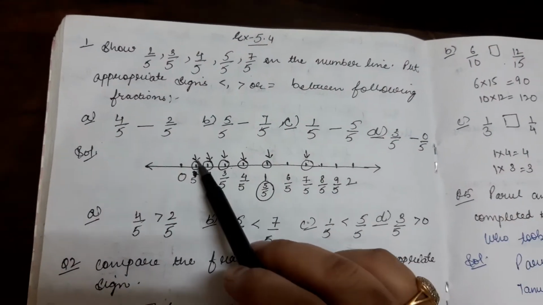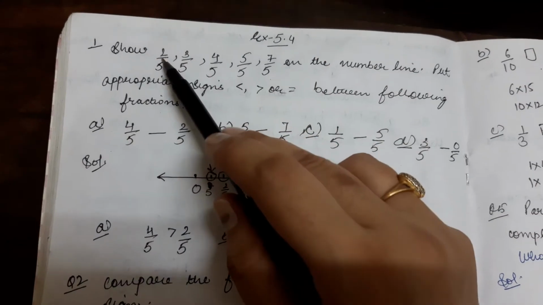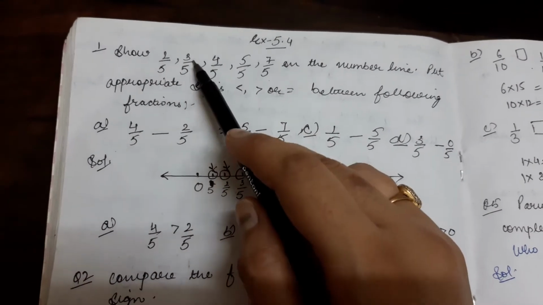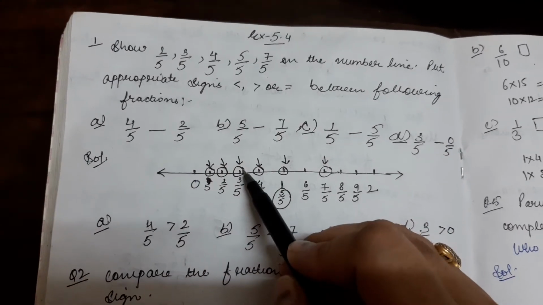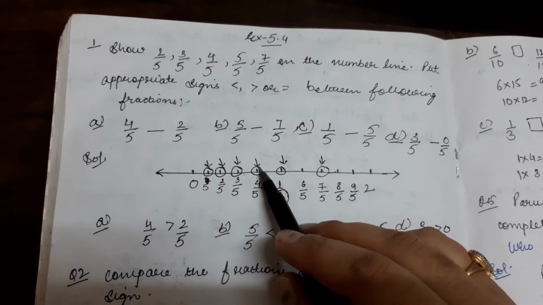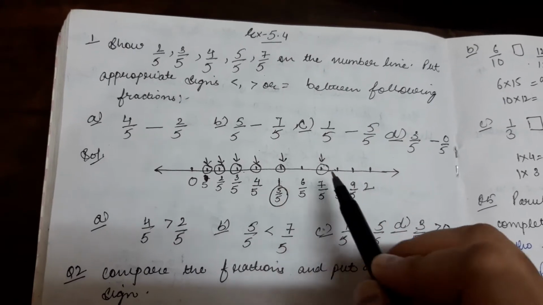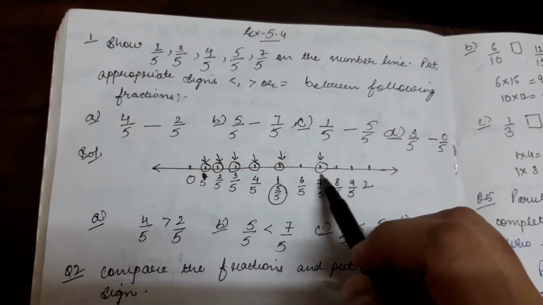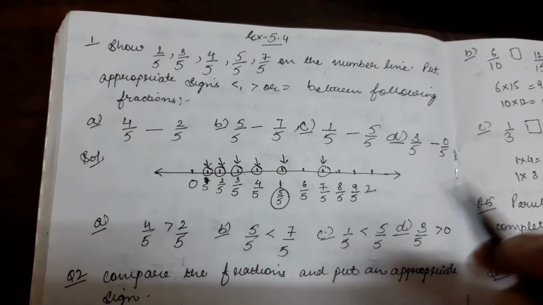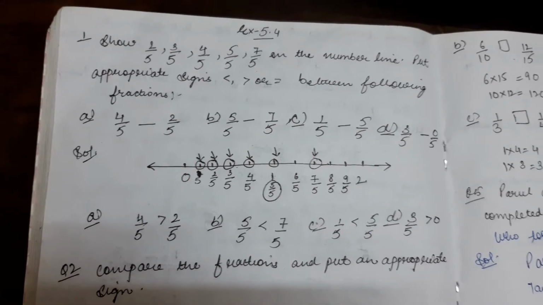So let us mark the fractions. 2 by 5. So here we have 2 by 5. Next we have 3 by 5. So this is the fraction 3 by 5. Then we have 4 by 5. So this is the fraction 4 by 5. 5 by 5, and this is 7 by 5. I have marked 1 by 5 here. It is just for your knowledge that this fraction is 1 by 5.